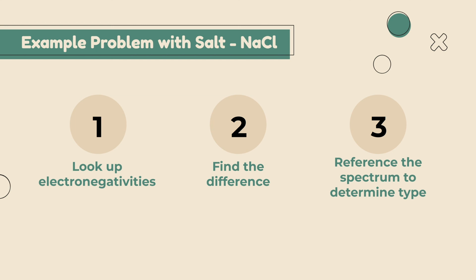First, we can use the table in the last slide to look up each element's electronegativity, which will be 0.93 for sodium and 3.16 for chlorine. Step 2 is finding the difference by subtracting the smaller value from the bigger one. In our problem, that leaves us with 2.23. And finally, we can reference the spectrum to determine where our value lies in relation to 1.8. Since our answer of 2.23 is greater than 1.8, we can determine that the bond is ionic. Good job!